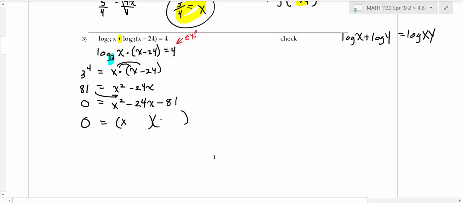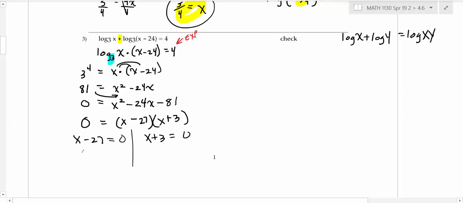Okay, this one will factor like this. You'll have x and x. 27 times 3 is 81. And then you've got to have a minus and a plus to get the signs to work out the way they're supposed to. Okay, so that's it. So that means the answers, and you don't have to write this step because you can do this in your head.